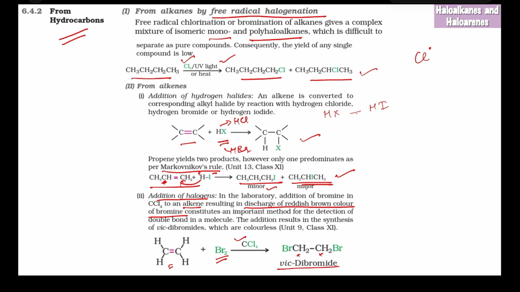If a solution of bromine in CCl4 is added to a given compound and the reddish brown color of bromine is fading away, then it means that the given compound has a double bond. So this test is an important method for the detection of double bond in a molecule. The addition results in the synthesis of vicinal dibromides which are colorless. So the reddish brown solution of bromine becomes colorless. Why? Because now the bromine molecules add across the double bond, no bromine molecules are available in the solution, so the solution becomes colorless.